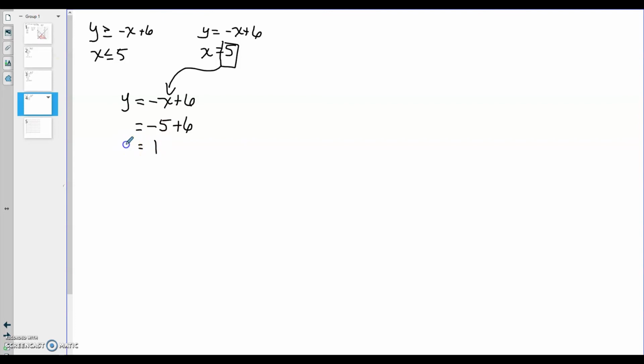Once we've got our value that says y equals 1, we can then substitute that into one of the equations to solve for x. So we'll go ahead and substitute back into the original equation, y equals negative x plus 6. We put 1 in for the y, negative x plus 6, and we solve for x. X is equal to 5. Therefore, the vertex C is 5, 1.